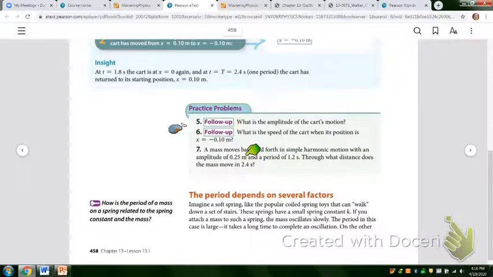That's the amplitude. And it has a period of 1.2 seconds. That means it takes 1.2 seconds to go through one complete cycle. Through what distance does the mass move in 2.4 seconds?